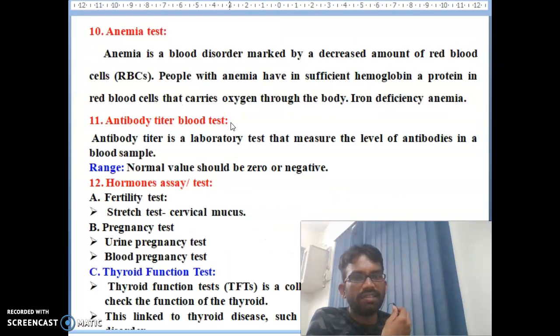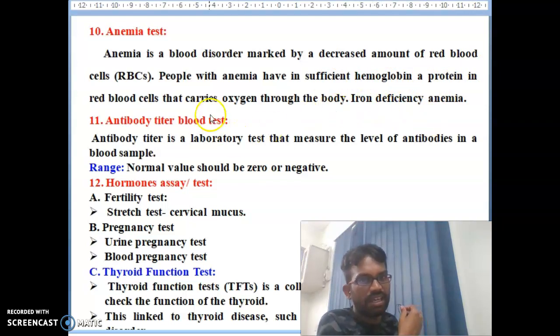And next one, the anemia test. Anemia is a blood disorder marked by a decreased amount of red blood cells. People with anemia have insufficient hemoglobin, the protein in red blood cells that carries oxygen throughout the body, as in iron deficiency anemia.